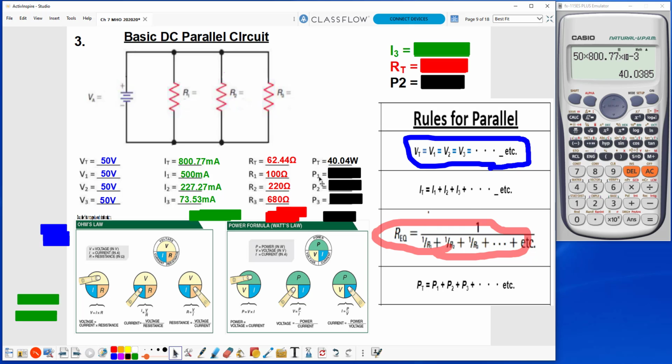Next I'm going to do P1, which is equal to I1 times V1. I've already got the V1 in there, so I'll just scroll up here. I'm going to leave the times 10 to the negative third and just get rid of the numerical value. And I'm going to punch in 500 milliamps. And that gives me a P1 of 25 watts.